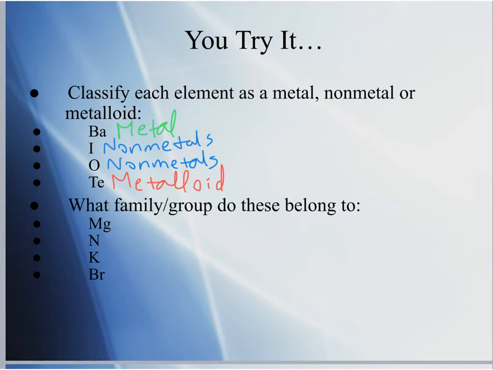All right, now for this next section, we're going to figure out what family name or group they belong to. So the family name or group was like the transition metals or the alkali metals. All right, so magnesium. Go ahead and find magnesium. You should have found him in group 2A. Group 2A is called the alkaline earth metals. So alkaline earth metals: magnesium, calcium, beryllium, all those guys. All right, nitrogen. Go ahead and find nitrogen.